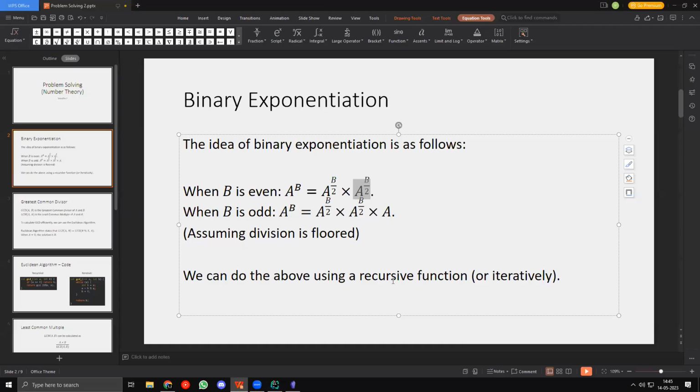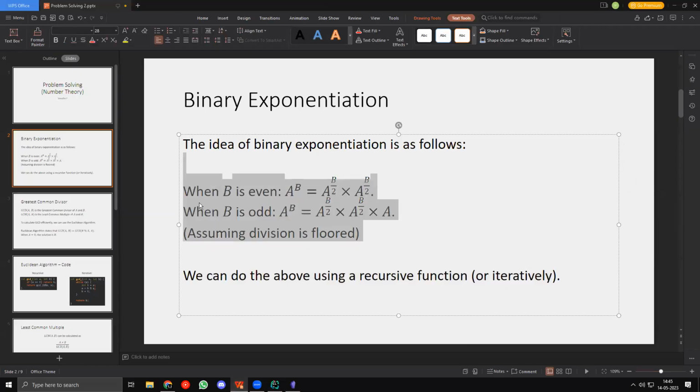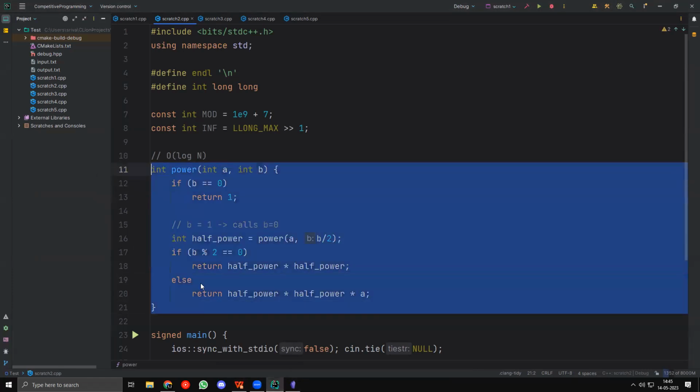Okay, let's move on, I guess. Okay, this is the recursive thing. Okay, that's done.